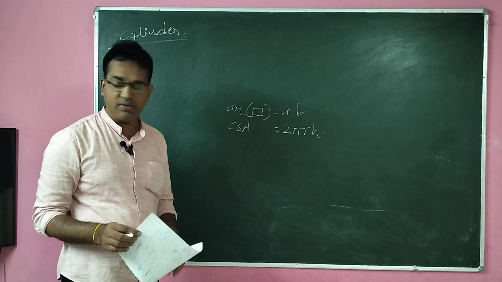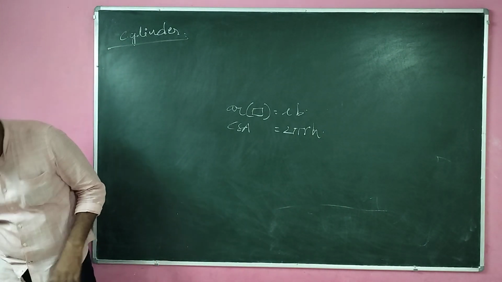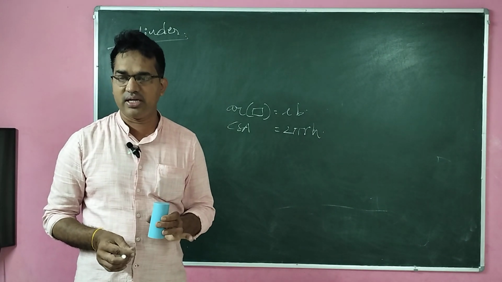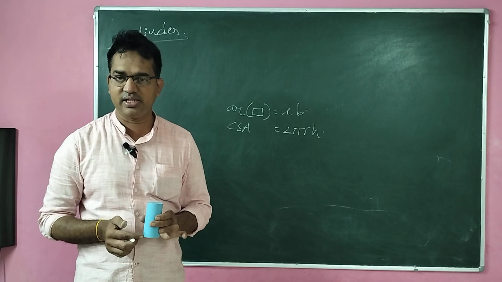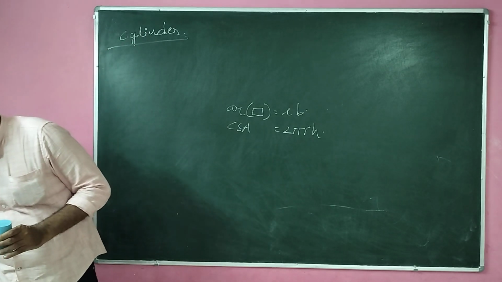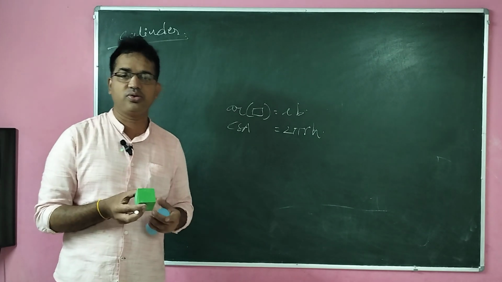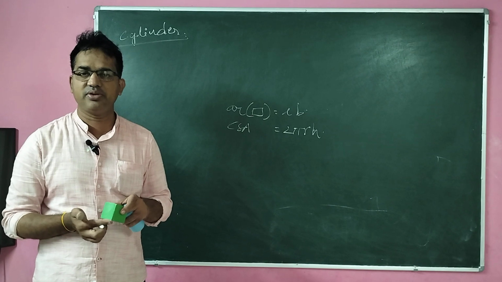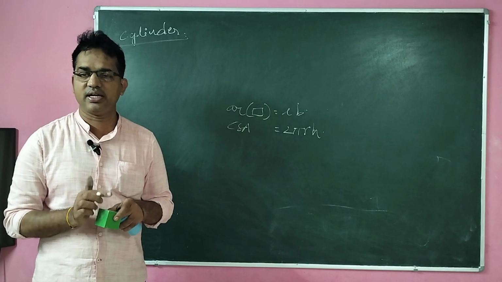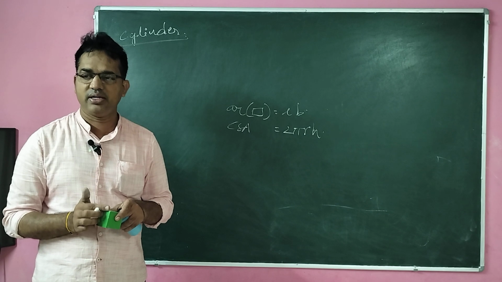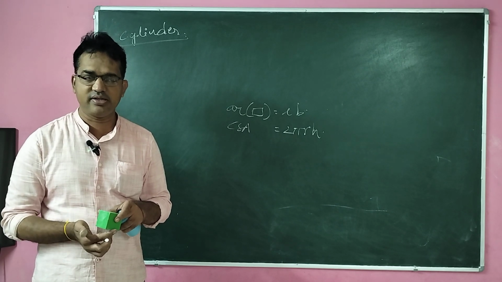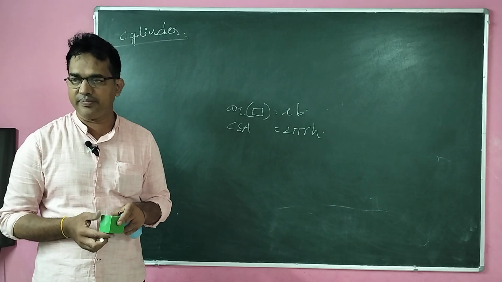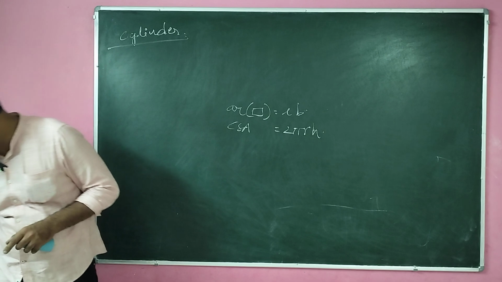Okay. Now the volume of the cylinder. Any volume you take, you have to take base area into height. As I explained yesterday, the volume of a cube: the base area is a square, side into side, and the height is again a. So a square into a, again a cube. Yes or no?